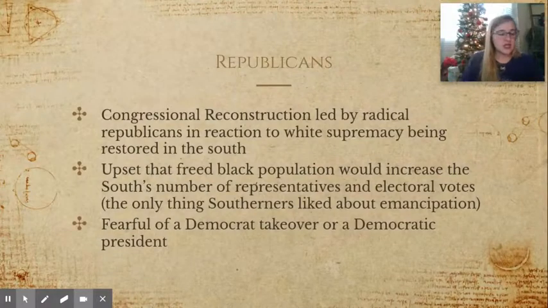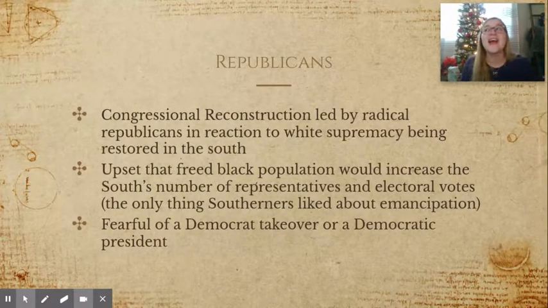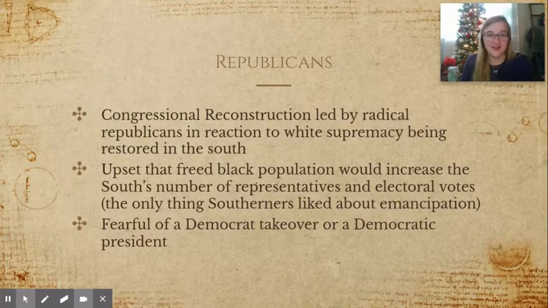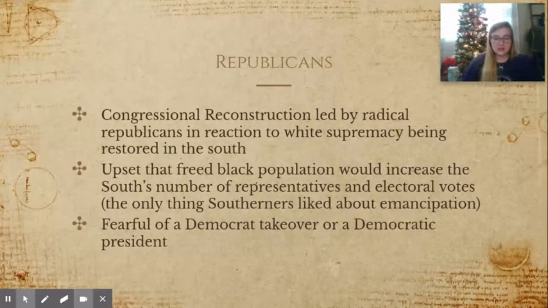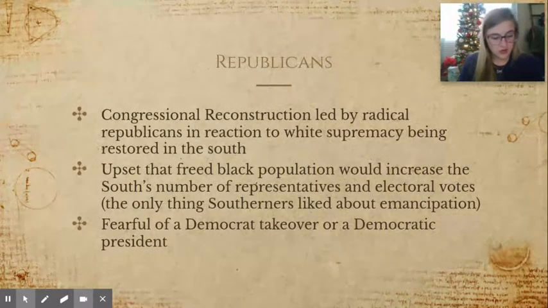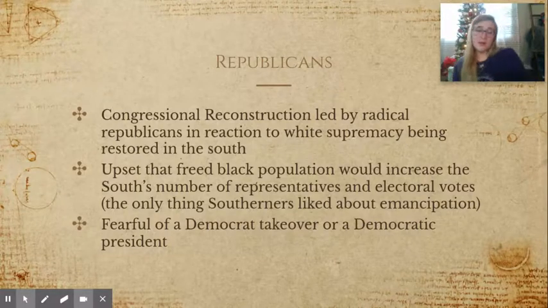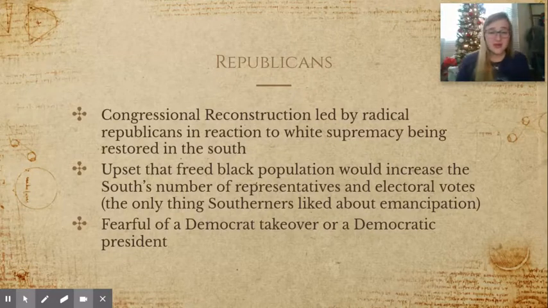So this coalition of Republicans are furious that they are sitting in Congress next to ex-Confederates, people who are high up in the Confederate legislature and Confederate military. They are reacting to a system of white supremacy being restored in the South. They are upset that Southerners might win control of Congress. They are upset that Black codes could be implemented maybe at a federal level, not just a local and state level.